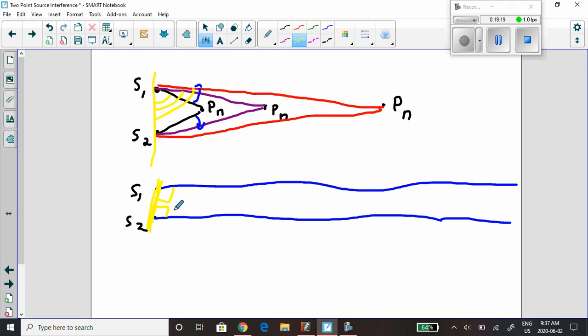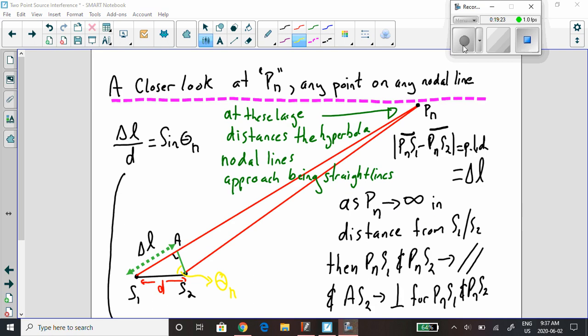So that's what I was talking about in the example. That this point here is so far away, you can basically consider it, and it doesn't look like it in the diagram, I get it, but they are basically parallel to each other. That's a very important point.